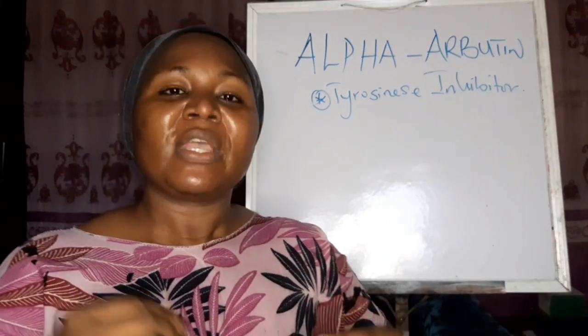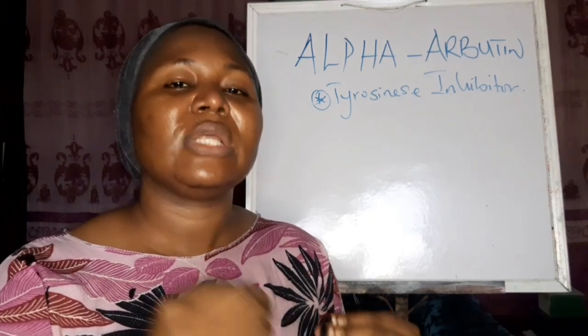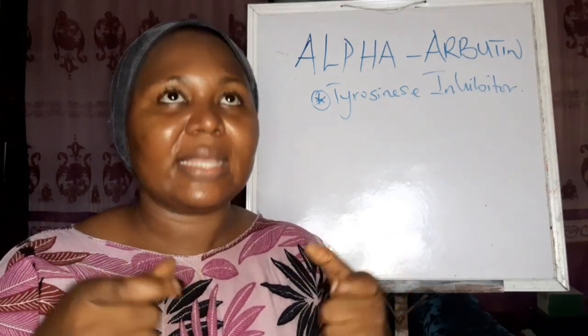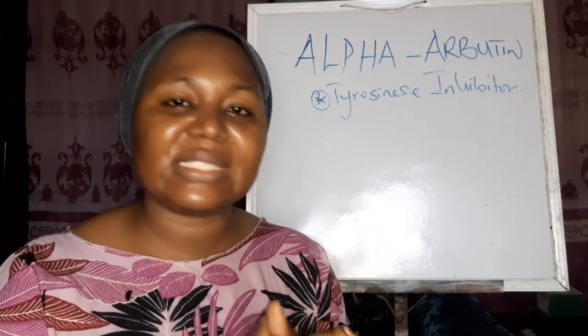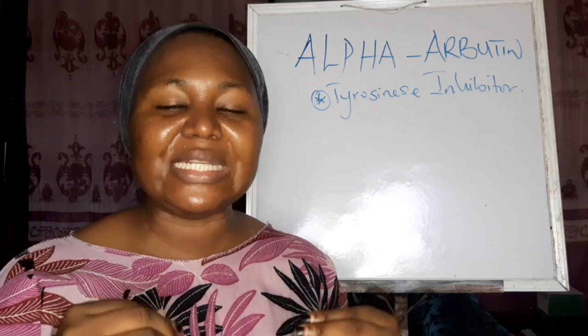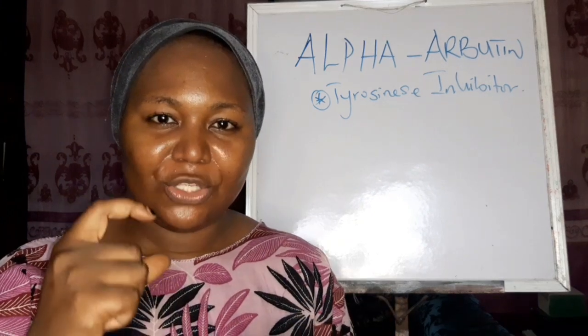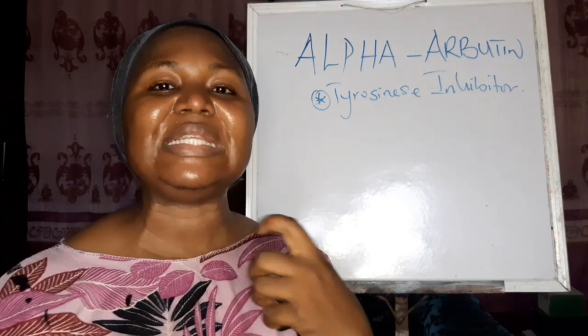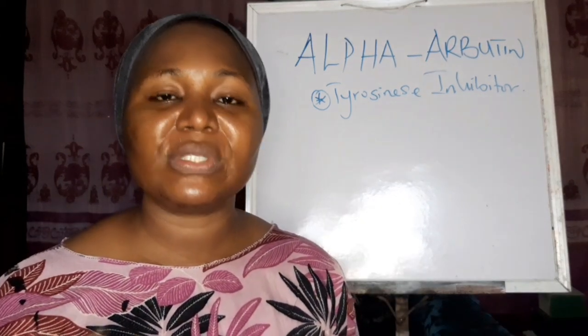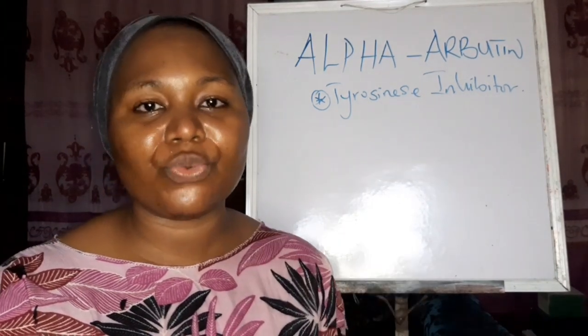Okay, this is it. The fact that it is a derivative of hydroquinone gives it a little bit of strength. But the strength that alpha-arbutin has is not comparable to hydroquinone. Now, alpha-arbutin is released gradually onto the skin. It's released for hyperpigmentation purposes gradually, unlike hydroquinone. What am I trying to say?